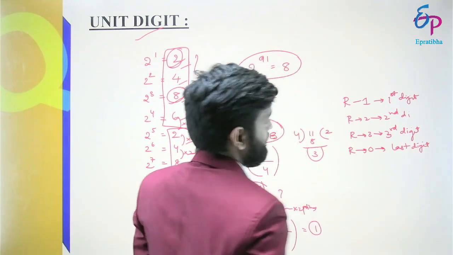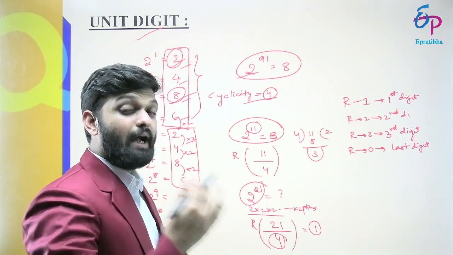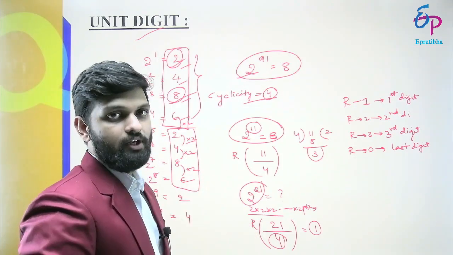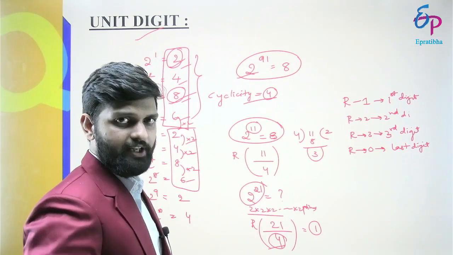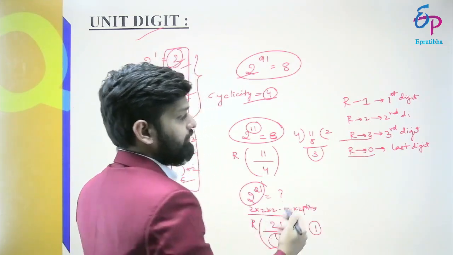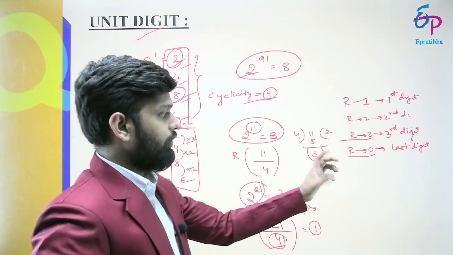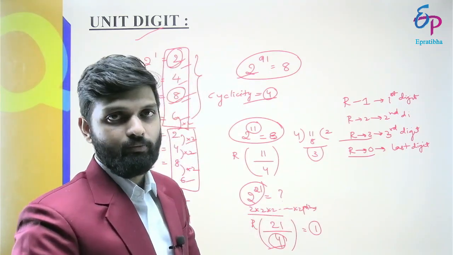Now why are you getting remainder 0? Whenever you divide any number by 4, the maximum remainder will be only 3. If it is more than 4, again you can divide by 4 and you will get one more quotient. So the maximum remainder will be 3, the minimum remainder will be 0. Yesterday we saw the meaning of remainder 0: that means the number is perfectly divisible by 4.